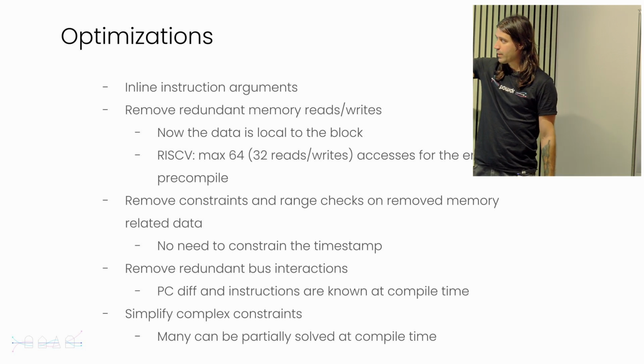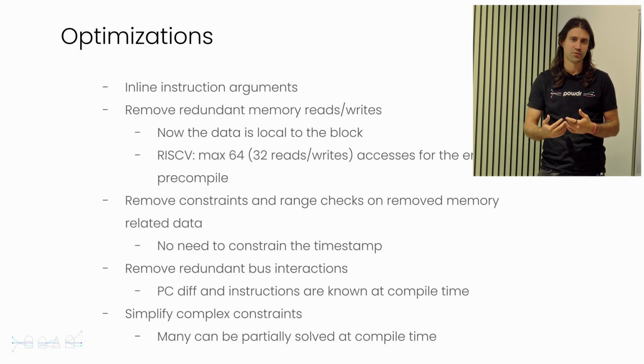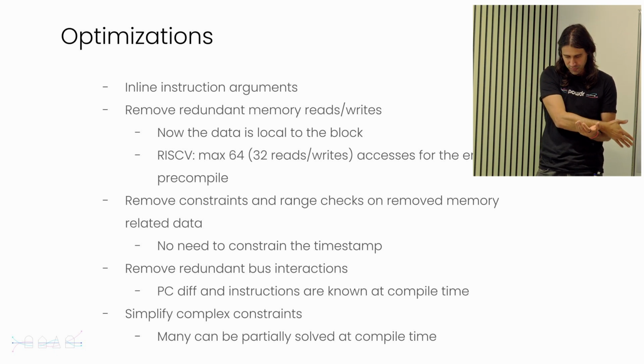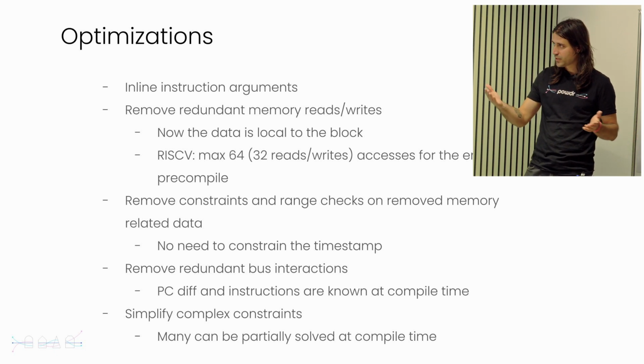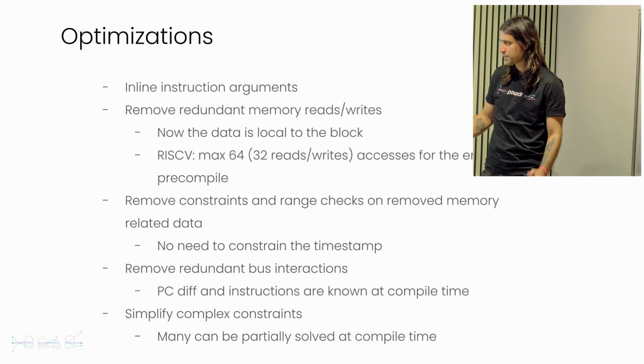And when we remove memory accesses, usually the memory arguments are built in a way that need a timestamp, and you have to range constrain the timestamp difference from the previous one to keep it increasing. So now we can remove a lot of constraints. You can remove range checks, you can remove a bunch of other things.